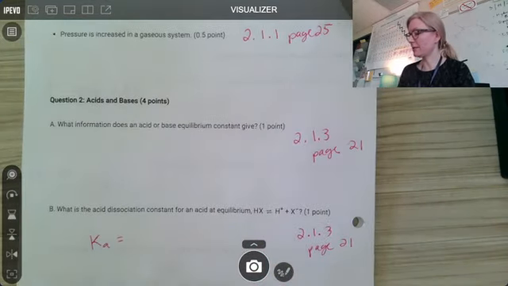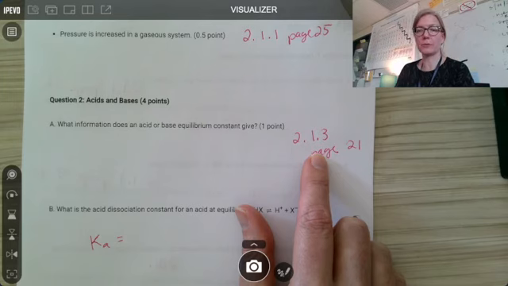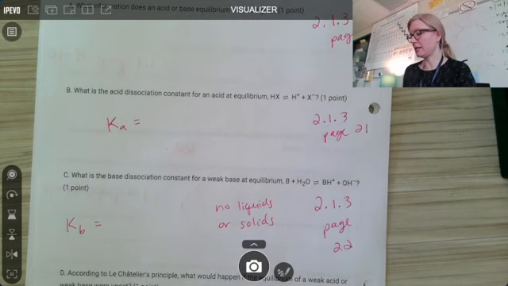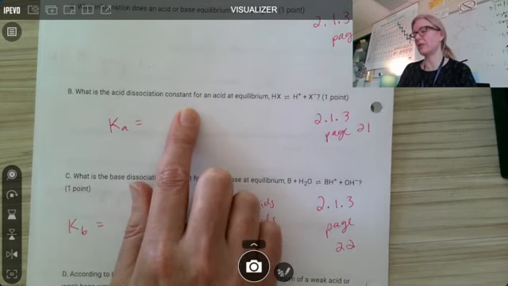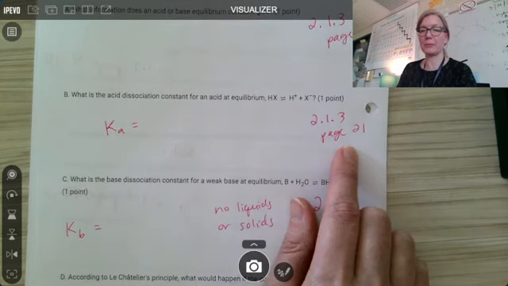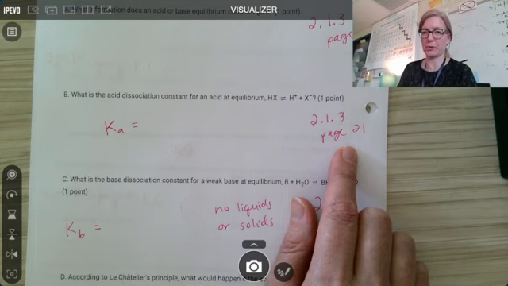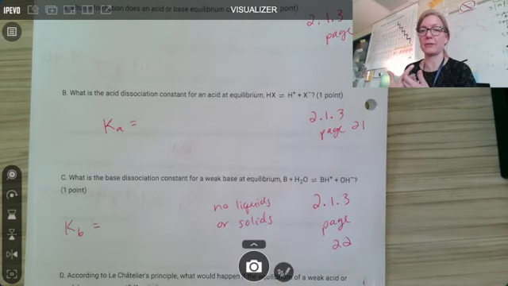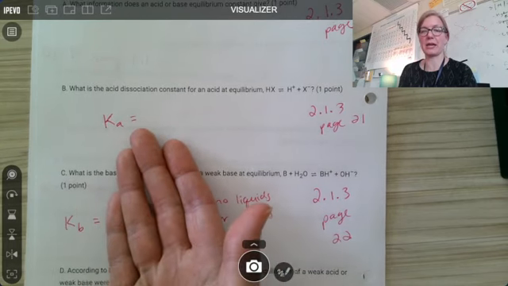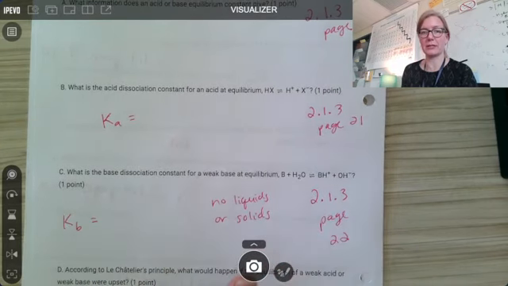Question 2, acids and bases. For this one, look at 2.1.3, page 21. For B and C, they want the acid dissociation constant expression, not the number. Okay, so if you look at 2.1.3 page 21, you'll see exactly what they're talking about. And there's a little practice problem on there for you to do, and then do the same thing with this and write your answer as Ka equals whatever, just like you see it in the book.